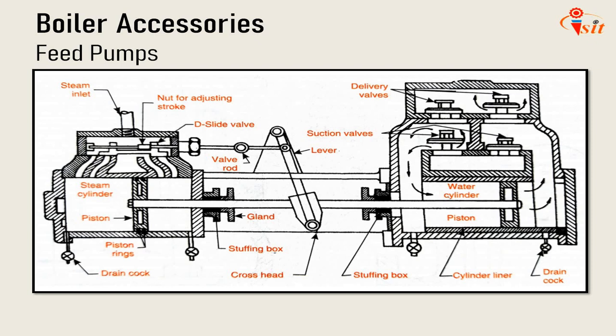In a single acting pump, the water is displaced by one side of the piston only, and so the water is discharged in alternate strokes. In the double acting pump, the water is discharged in each stroke of the piston, since the water is displaced by both the sides of the piston. The reciprocating feed pumps are continuously run by steam from the same boiler to which water is to be fed.